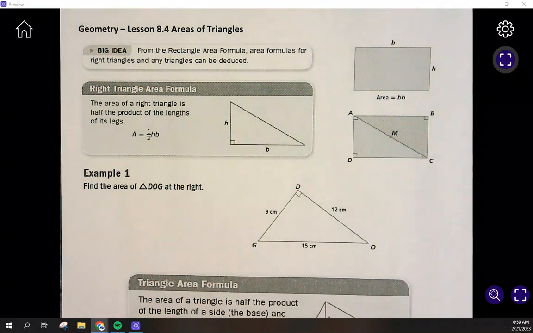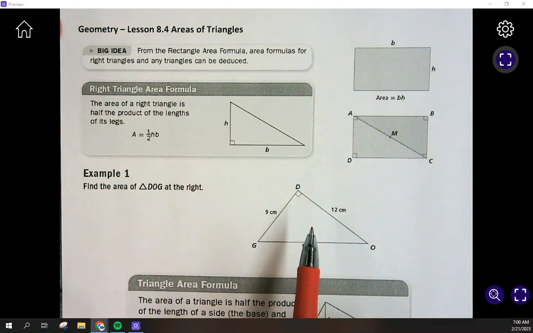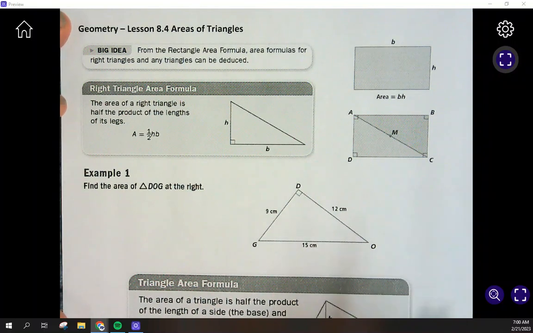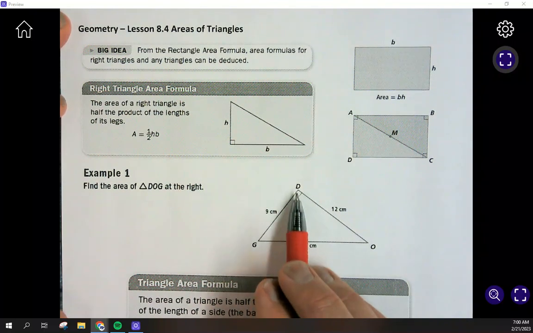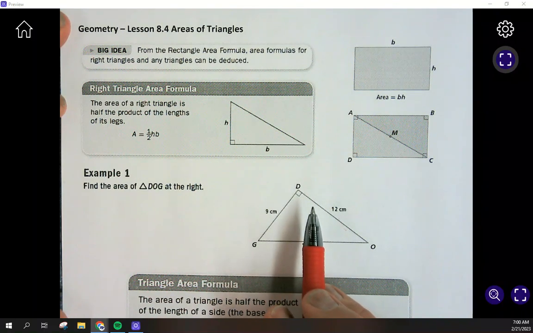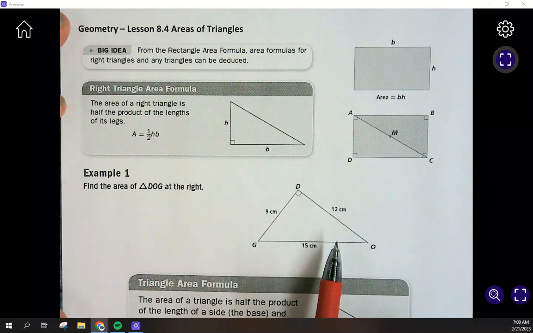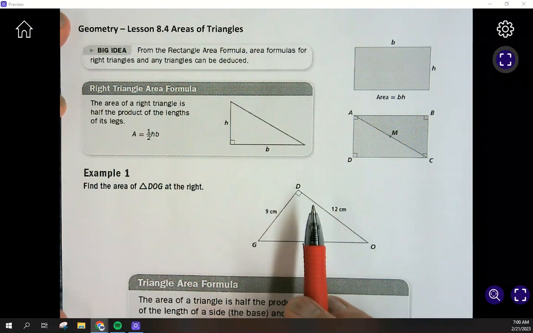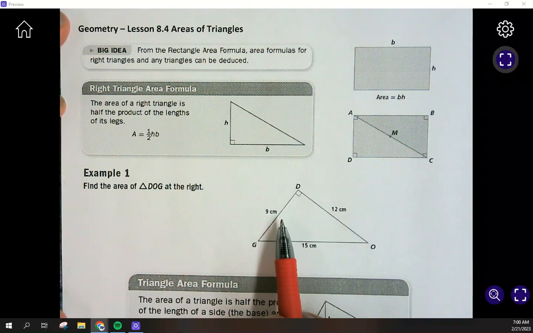All right, so real quick example. We're going to find the area of triangle DOG here at the right. And so we've got three numbers. We just need to make sure that we ignore the hypotenuse, which is 15, and just look at the two sides that are creating the 90-degree angle. When we get down to regular triangles that are not right triangles, we're still going to be looking for that 90 degrees to tell us what's the height or the altitude, and then what's the base.